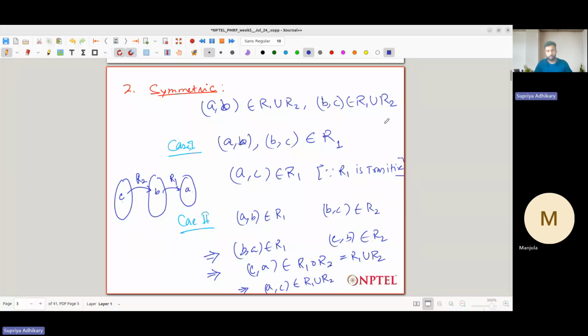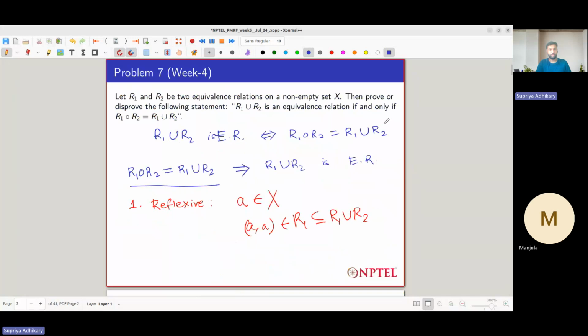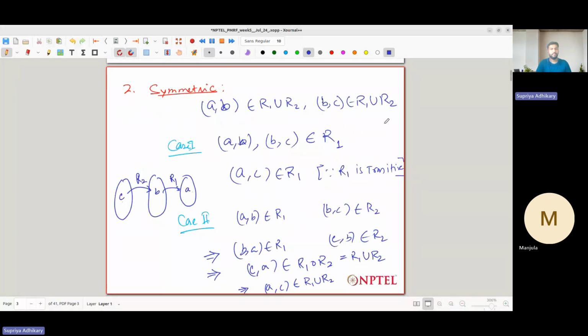Because as we have proved that this R1 union R2 is already a symmetric relation. Oh, sorry, this is the transitive property. This is the symmetric, this is our transitive.